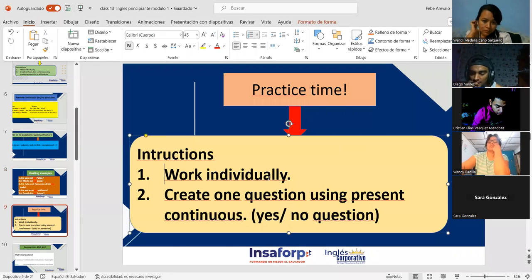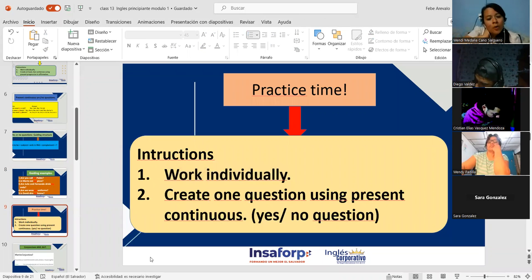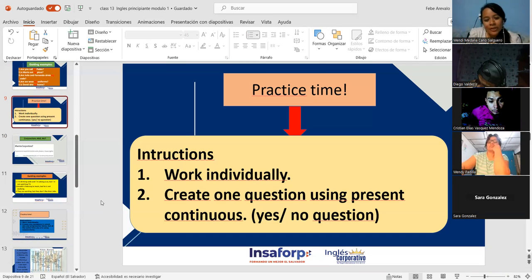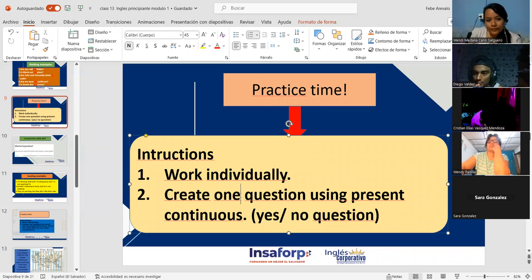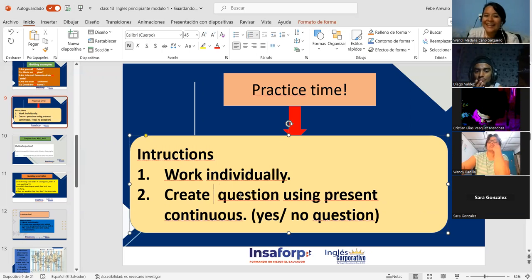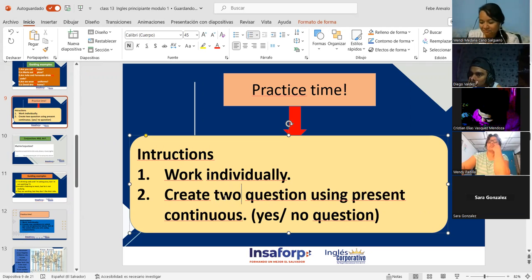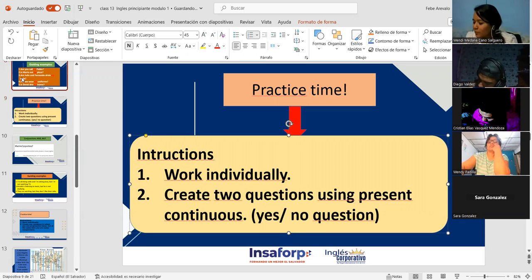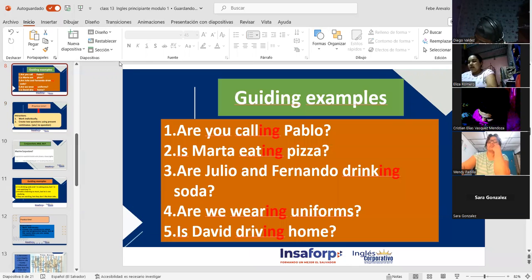Wendy Salguero, please read the instructions. Your microphone, Wendy. Instruction. Work individually. Create one question using present continuous, yes or no question. Excellent, thank you, right? No quiero one question. We're going to work two questions, right? Let's work on it, please. Trabajemos en esto, por favor. Two questions.